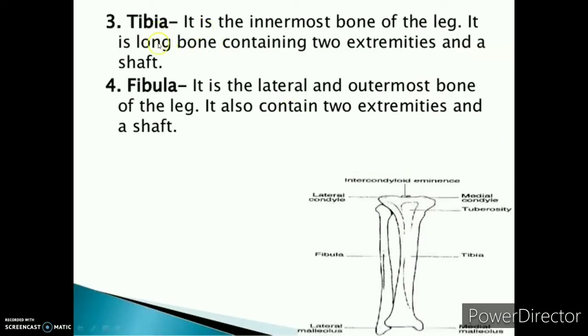Next we'll go to the tibia and the fibula. The tibia is the innermost bone of the leg. It is a long bone containing two extremities and a shaft. The fibula is the lateral and outermost bone of the leg. It also contains two extremities and a shaft. We'll see the tibia and fibula in detail.